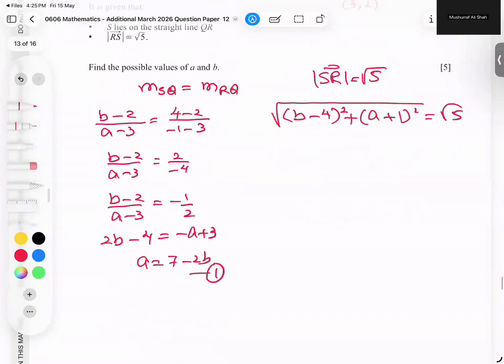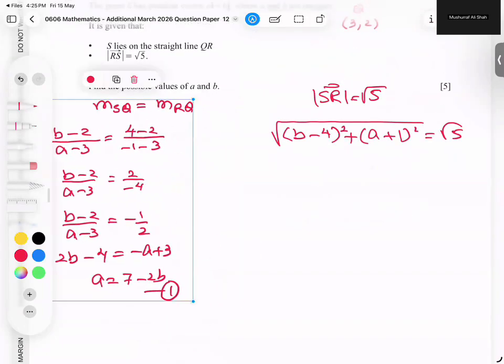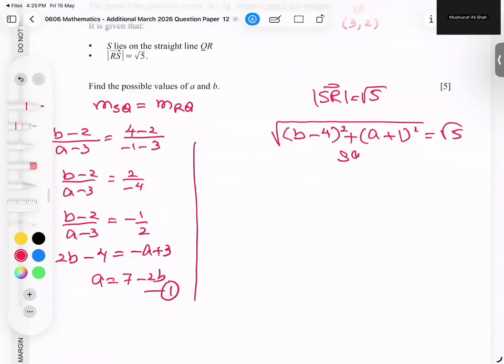And students, it is very clear. I'm squaring both sides. The root cancels out. And I'm getting b minus 4 whole square. This value of a goes there. 1 goes there. So 7 positive and 1, I get 8 and negative 2b. Because this goes there. Look, I show you: 7 minus 2b plus 1. This becomes 8 minus 2b. I think the point is clear. Whole square is equal to 5.